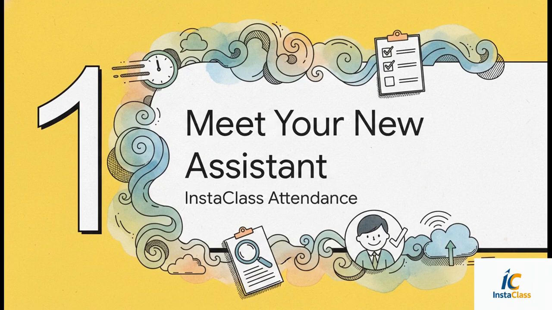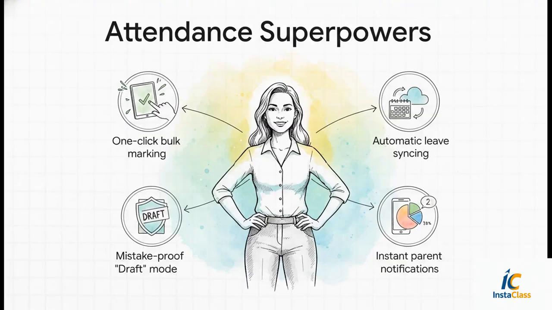But what if we could just flip that whole process on its head? It's time to meet your new favorite classroom assistant, InstaClass. It's designed from the ground up to make attendance accurate, incredibly fast, and just simple. You know, this isn't just about taking attendance, it's about giving you superpowers. Seriously, imagine marking almost your entire class present with just one click. Approved leaves, they sync up automatically, you don't even have to think about them. Worried you made a mistake? The draft mode is your safety net. Plus, parents can get notified instantly. The whole thing is built to give you back what you need most, your time.